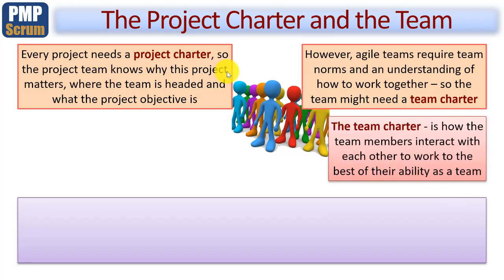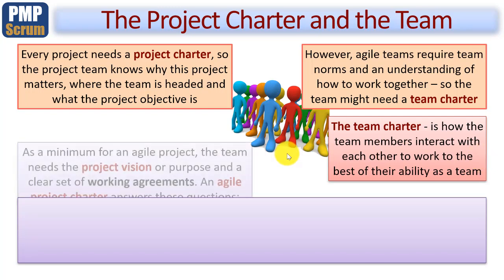However, when it comes to agile teams, they also require how the team will work together. So you might see the name Team Charter. How's that different to Project Charter? Well, I've explained the first. Team Charter is understanding what the norms are and how they will work together. If you like, laying out the guidelines to make sure that they are a cohesive, effective team. So the Team Charter is how the team members interact with each other to work to the best of their ability as a team. Back to the Project Charter then.